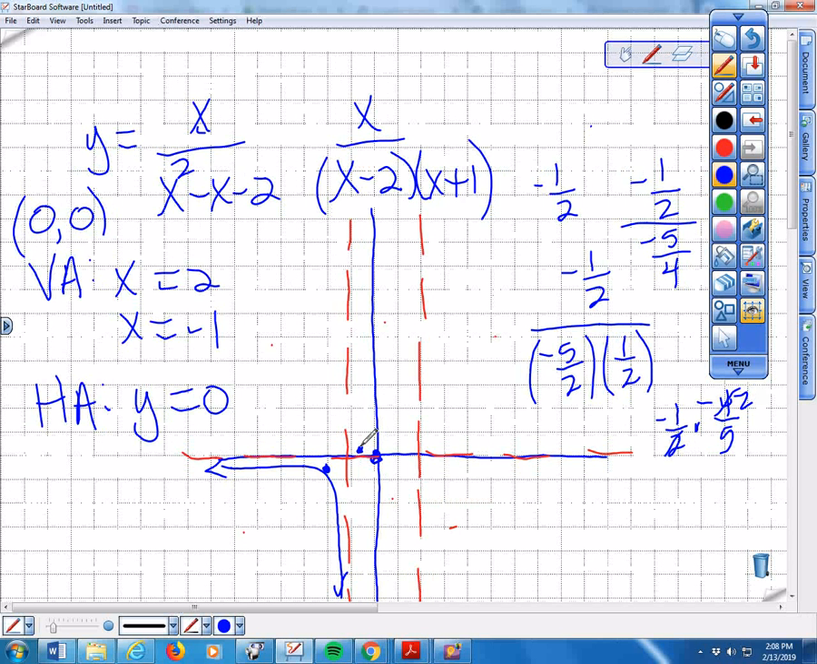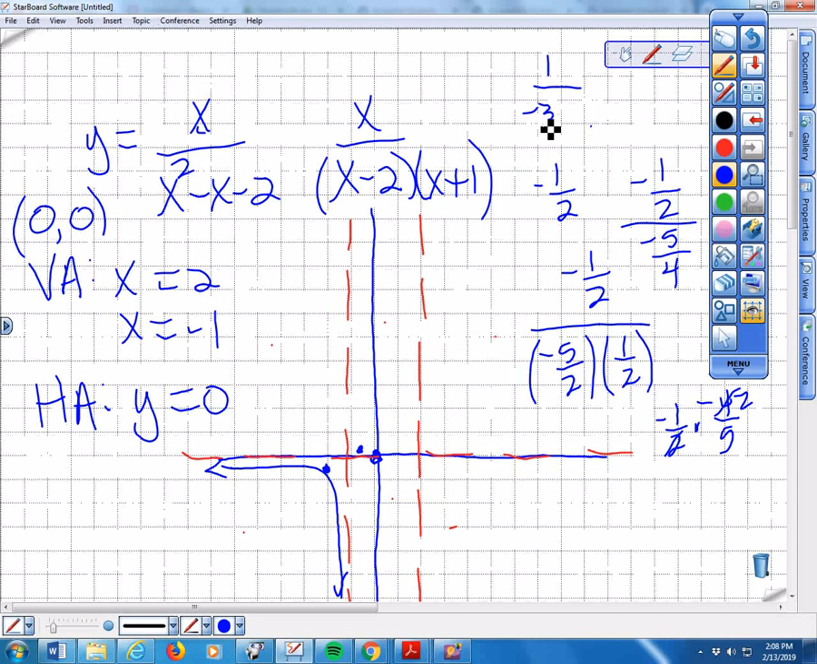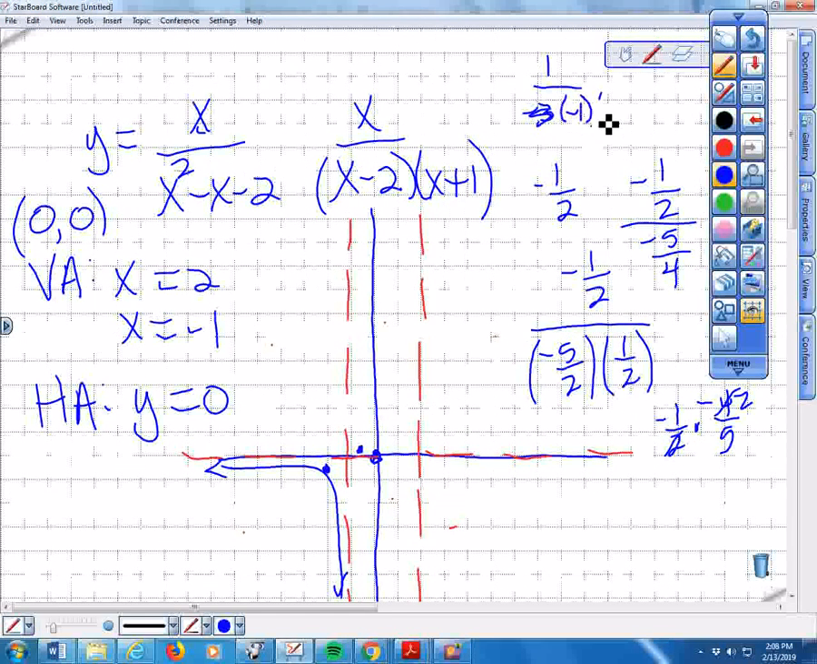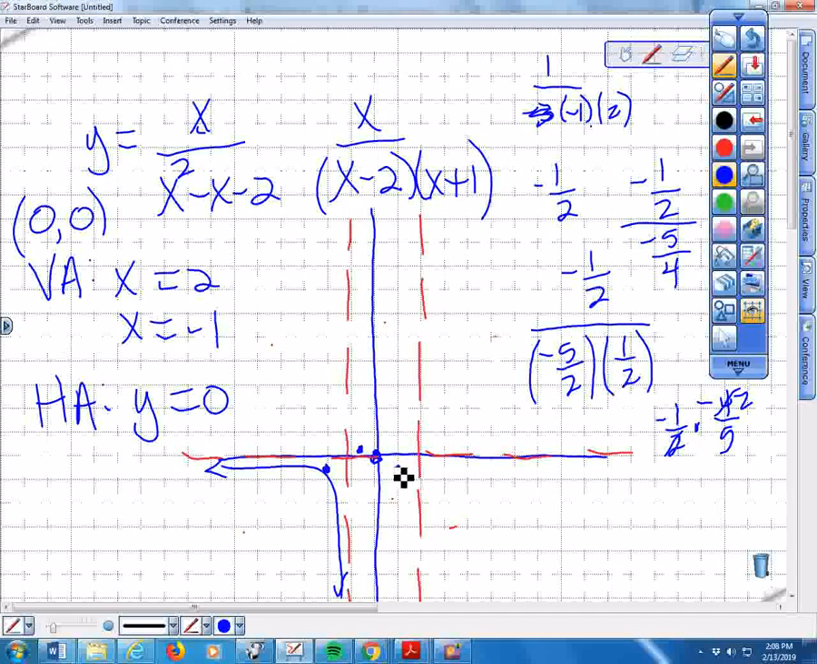So let's see what it is at 1. 1 over negative 3, negative 1, sorry, times 2, so that's negative 1/2. So to me, it looks like it's going to do something like that.